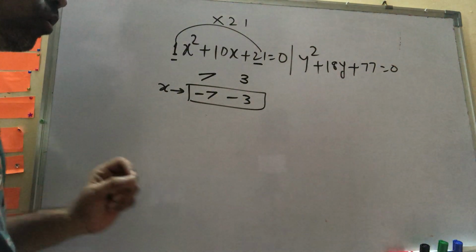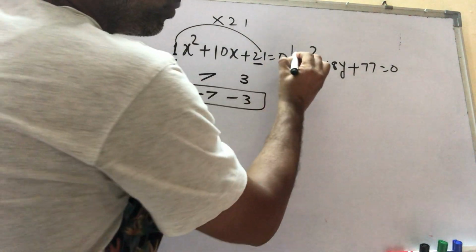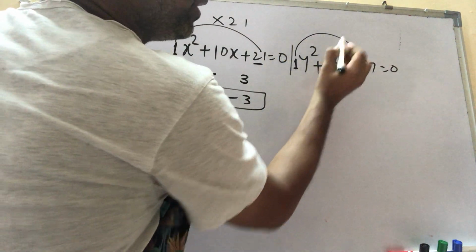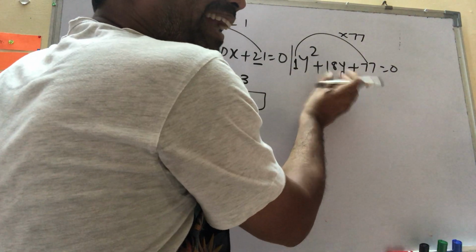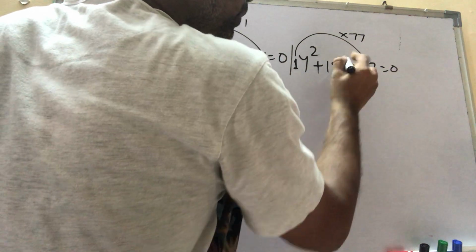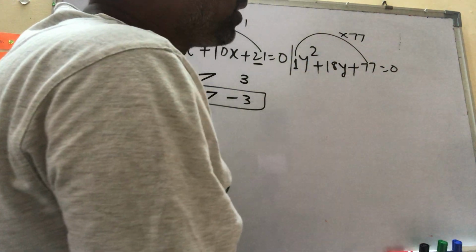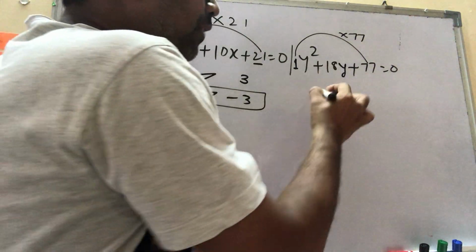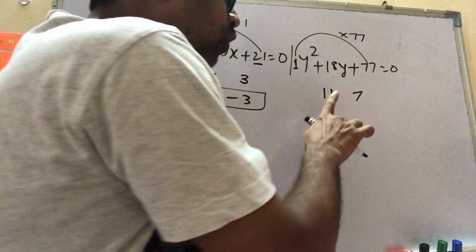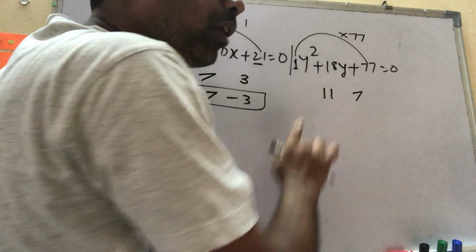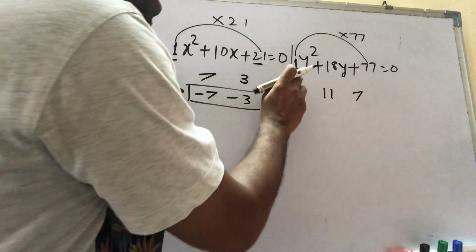Now come to this part. Again here we have a 1. So multiplication of 1 into 77 will be 77, and my addition should be 18. So what are those factors where multiplication gives 77 and addition is 18? So factors are 11 and 7. 11 sevens are 77, and when you do addition of 11 and 7, you will get 18. Is this clear, everyone?